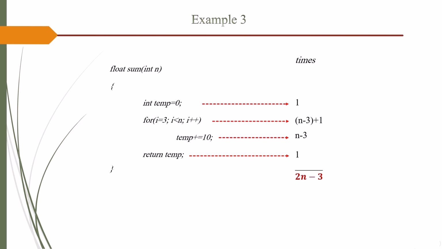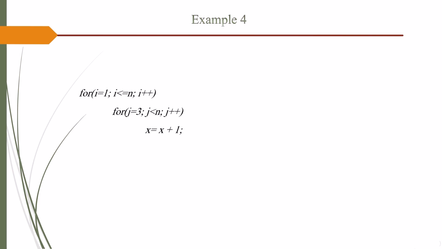We said we remove the constant numbers. What remains, that is, the dominant term, is n. That is our order of complexity. Now, the dominant term in this sum is n, so this part of the program will have a complexity of n. Let's go through the fourth example together.